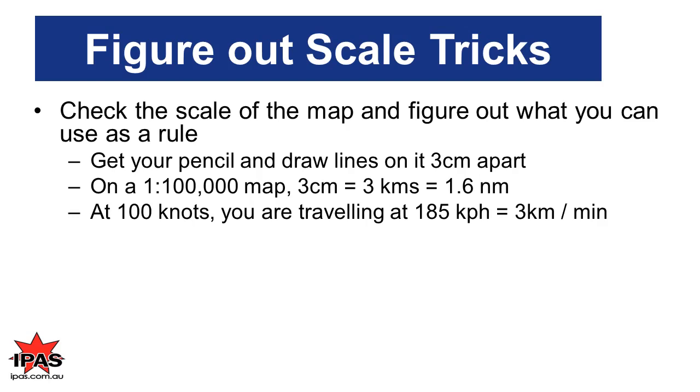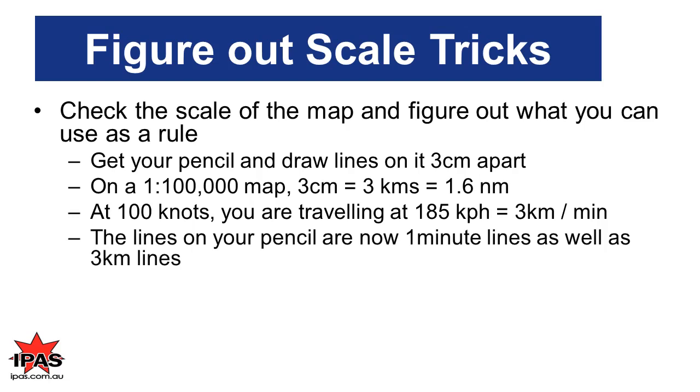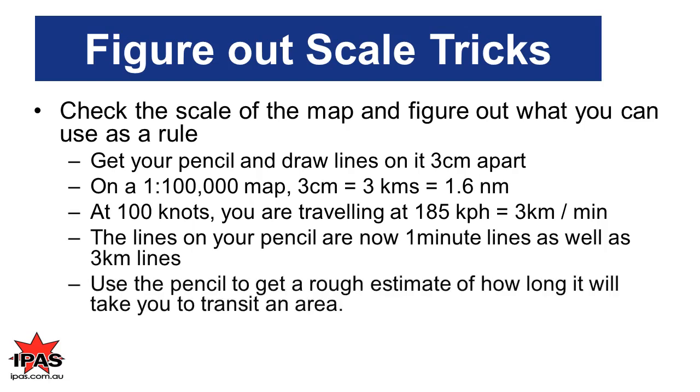So those lines on my pencil will tell me how far I am traveling in kilometers, 3 kilometers per line, or how many minutes it's going to take me to travel that distance, which is 1 minute. So that line on my pencil is a 3 kilometer line or a 1 minute line. There you go, 1 minute lines as well as 3 kilometer lines.